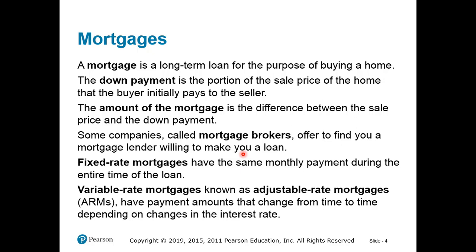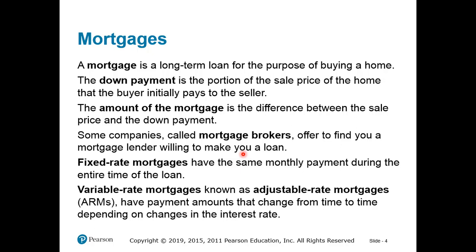Now there are two types of mortgages that we're going to talk about. One is a fixed rate mortgage, which means you're making the same monthly payment over time because your interest rate is fixed. So every month your mortgage payment is the same.